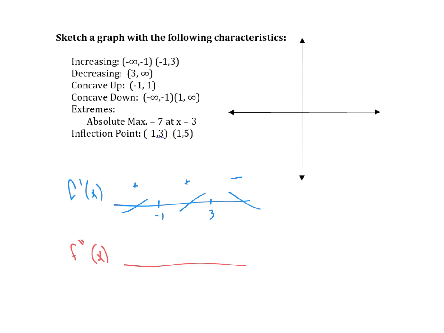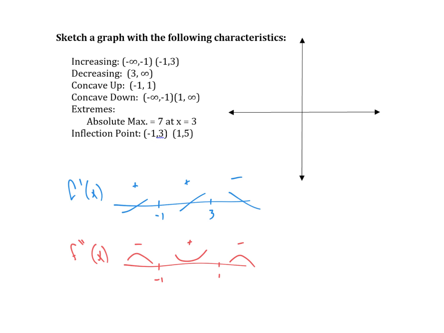All right, concave up from -1 to 1. We are concave up from -1 to 1. That's going to be my second derivative. So it's going to be concave up between those two. It is concave down from -infinity to -1, and then again from 1 to infinity.